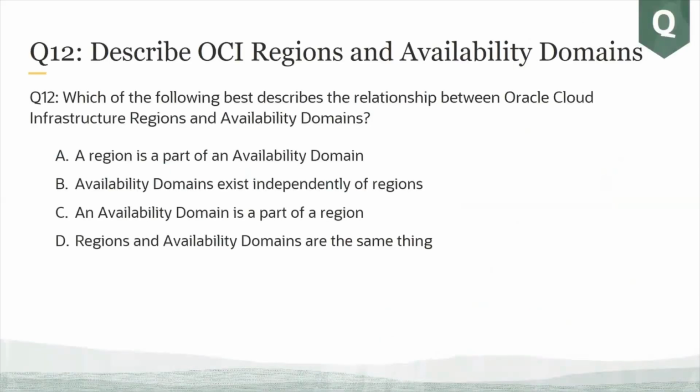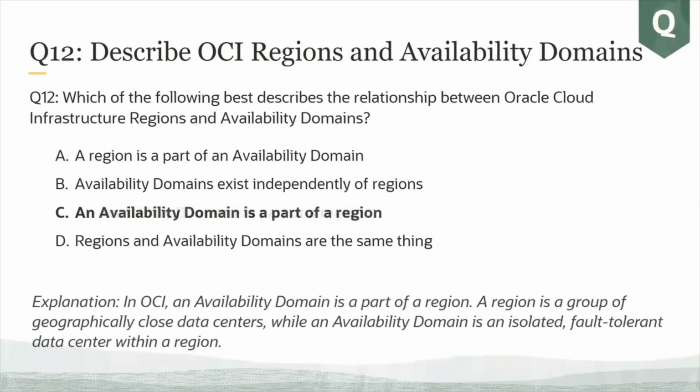The next question is from our very first module, which is around getting started with OCI. And this is around regions and availability domain. And the question asks, which statement best describes the relationship between OCI regions and availability domain? So let's take 5 and we'll look at the right answer. And the correct answer is availability domain is part of a region.